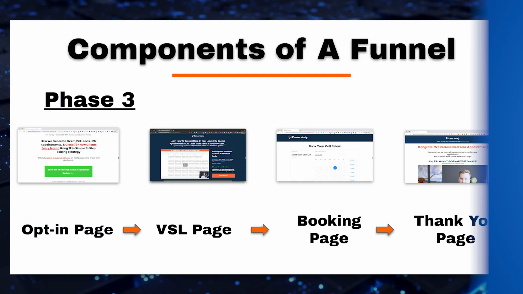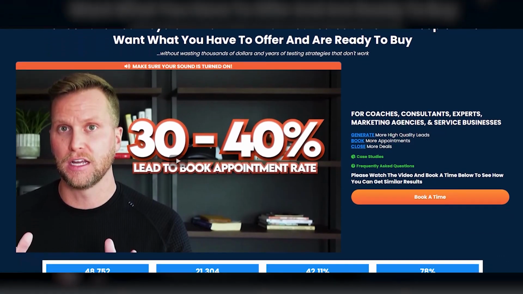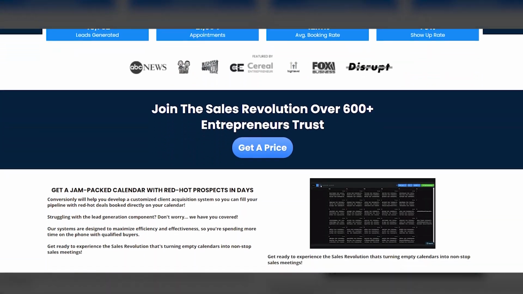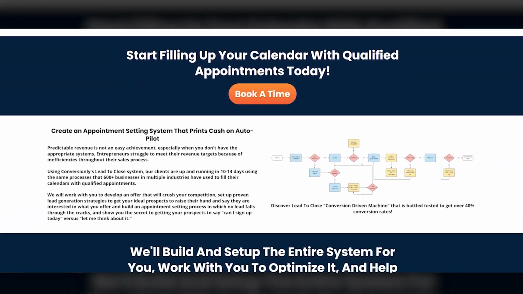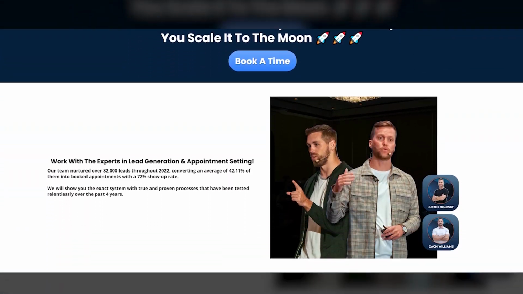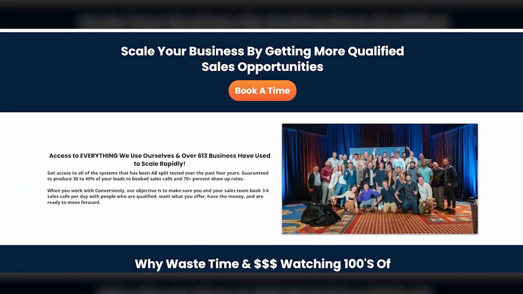Then phase 3, we're going to add in a VSL page. VSL page, video sales letter page, is essentially a video of like, hey, this is what we do, maybe some other stuff below that video, giving them a little bit more information about the offer. And this does 2 things. One is it increases the likelihood of people who are wanting to book an appointment and looking for what you have. It helps them double down of like, okay, yes, this person is the person that I'm looking for, if that message hits with them.